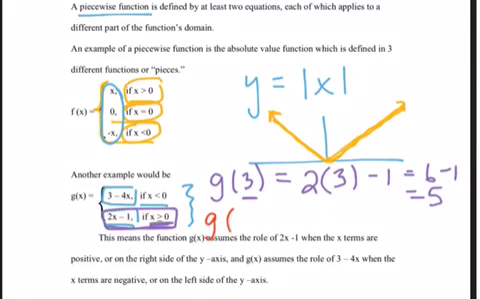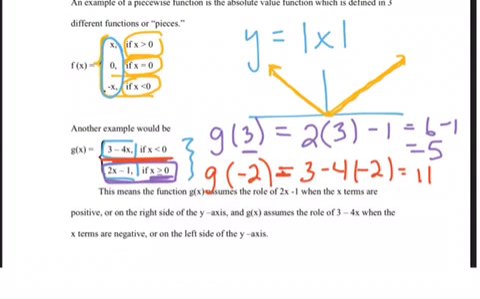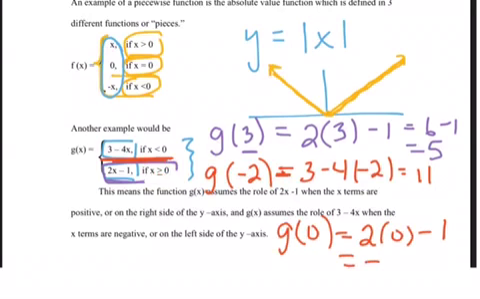If I wanted to do g of negative 2, that falls in the top domain set. So I'm going to do 3 minus 4 times negative 2, which is 3 plus 8, or 11. For g of 0, I need to look at which inequality includes 0. Again, that's the bottom because it has the or equal to with it. So I'm going to plug in 0 for x into that bottom equation. I've got 2 times 0 minus 1, which is negative 1.